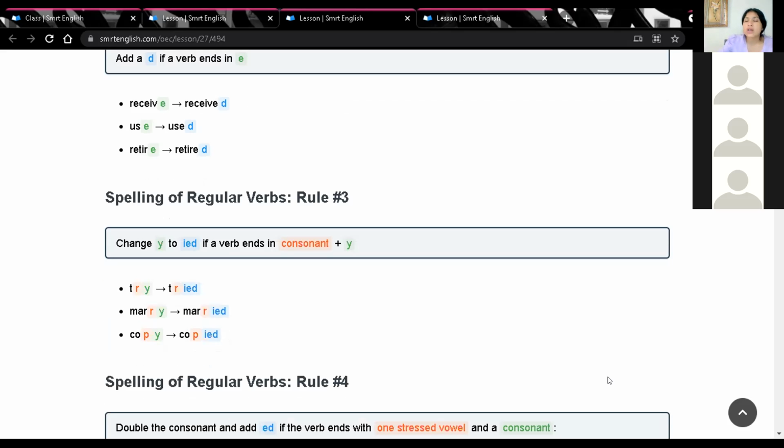Try, tried. Marry, married. Copy, copied. Be careful. I'm talking about the ones that end in a consonant and Y. If we have a vowel and Y, the rule doesn't apply.